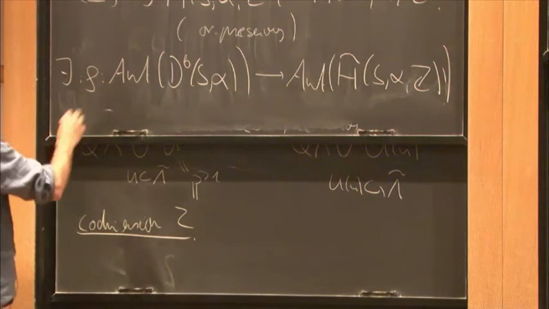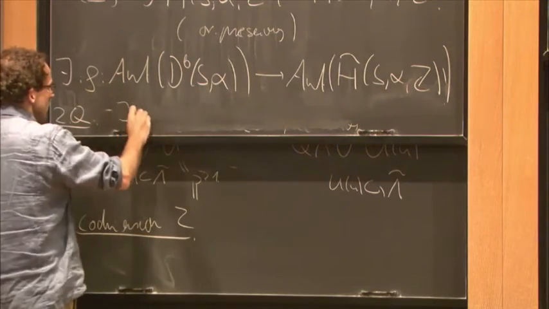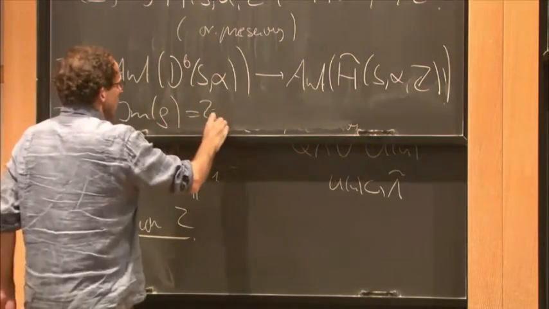And now, once you have this representation, there are two questions. What's the image? And what's the kernel?